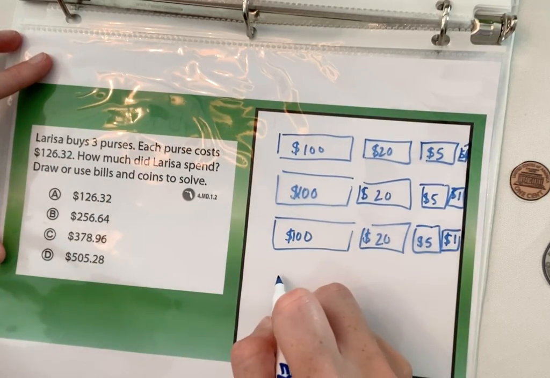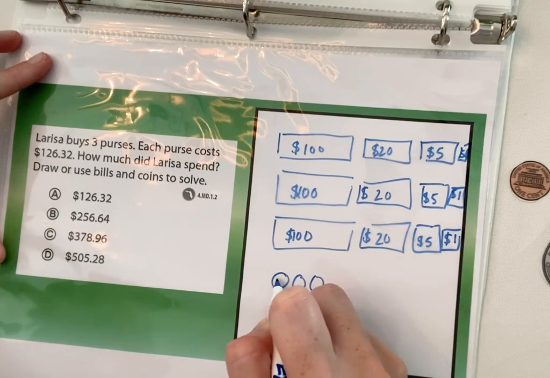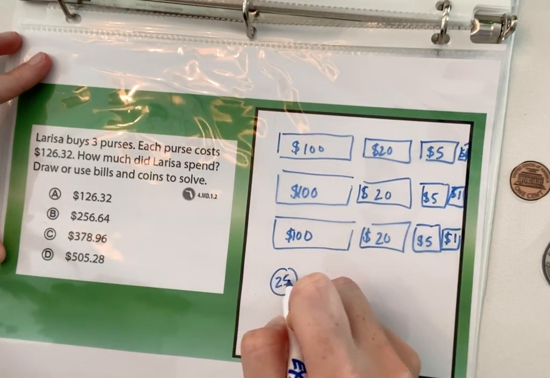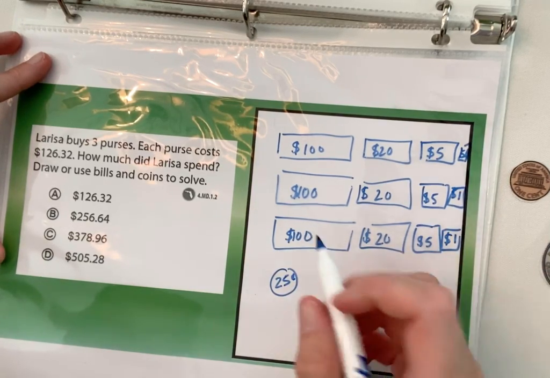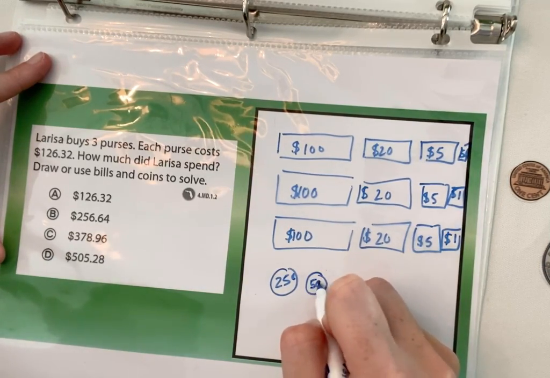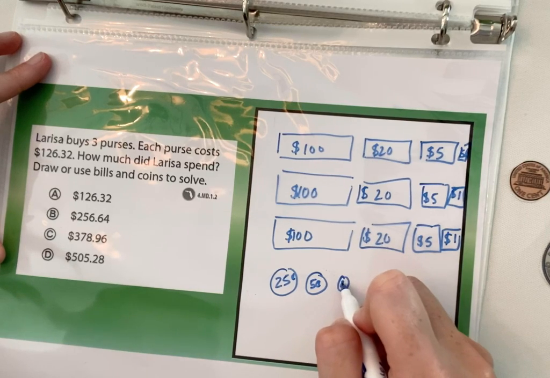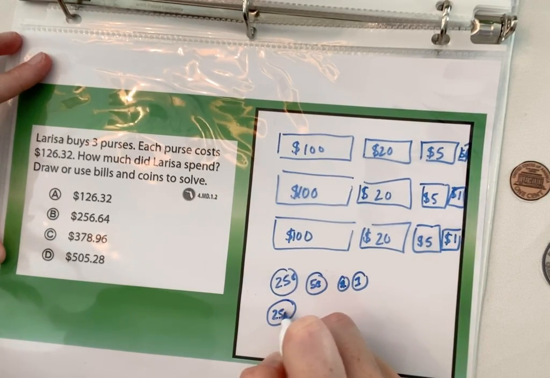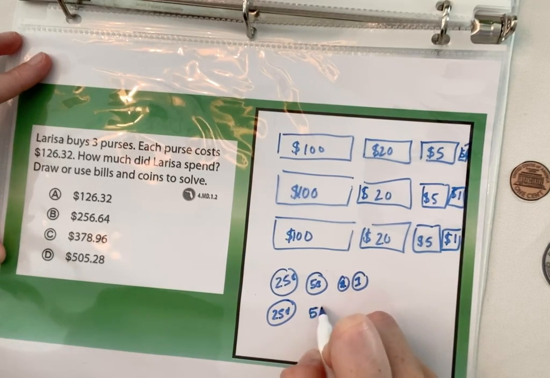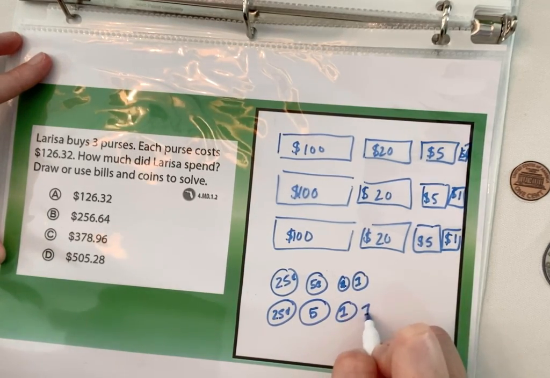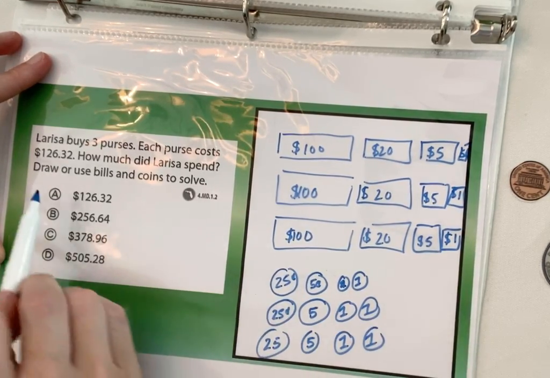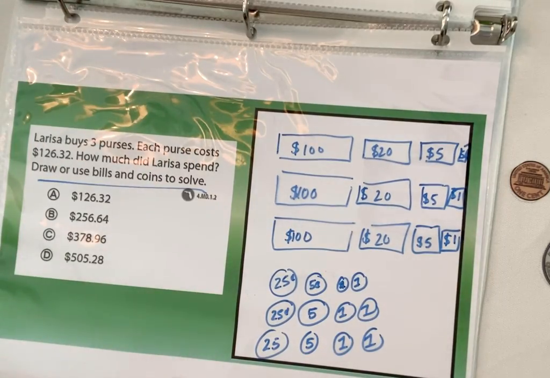So we'll think, okay, a dime, and a dime. Actually, I'm going to do a quarter. 25 cents. A nickel, 5 cents, and 2 pennies. Right, and I've got to do that 3 times. And then we got to add this all up. Now I'm doing it this way because it says draw or use bills and coins to solve.